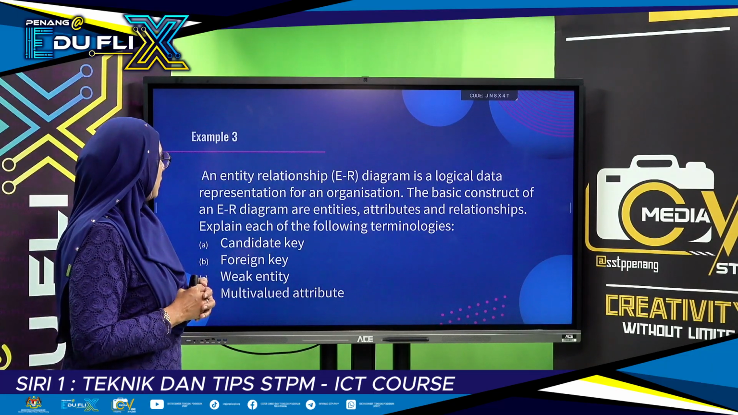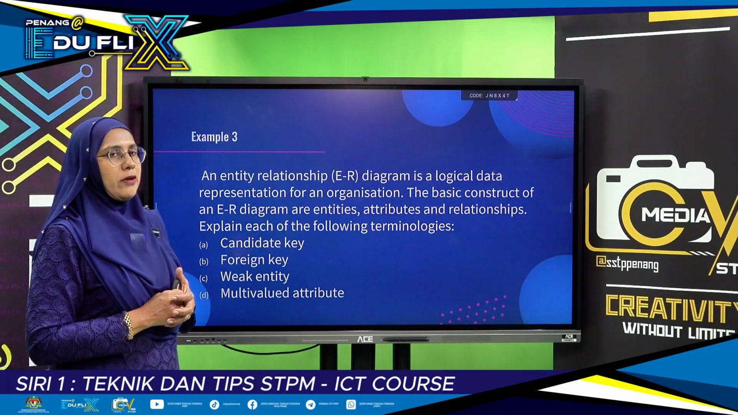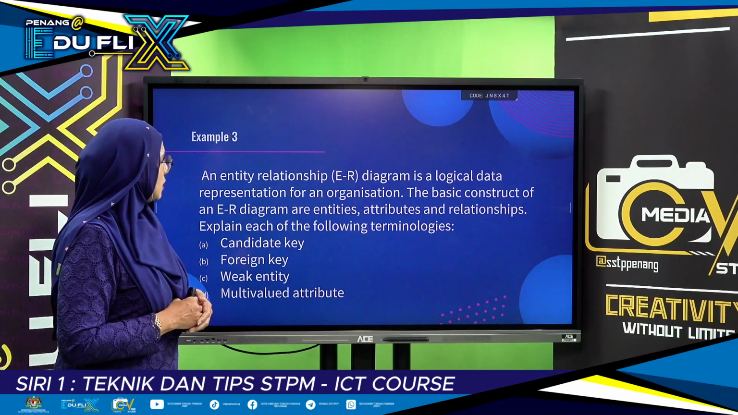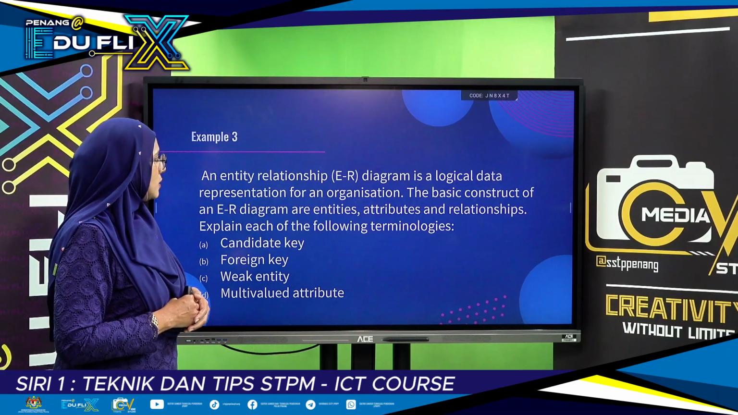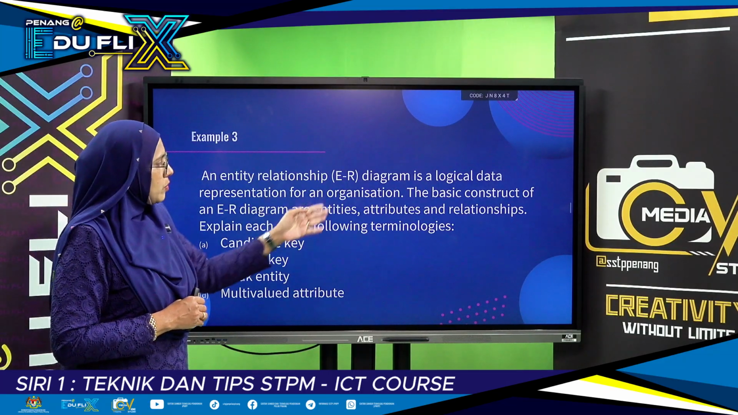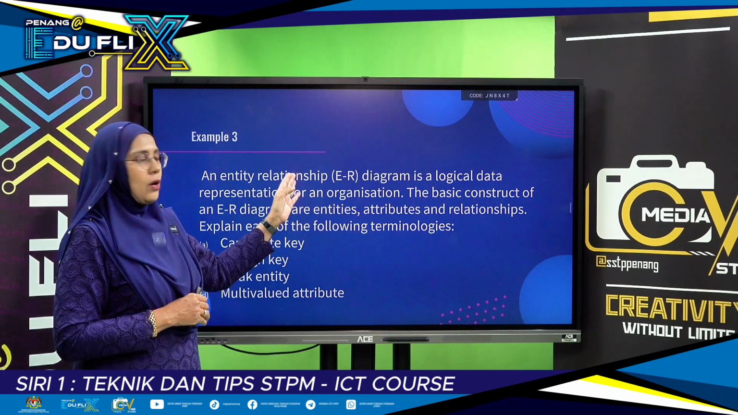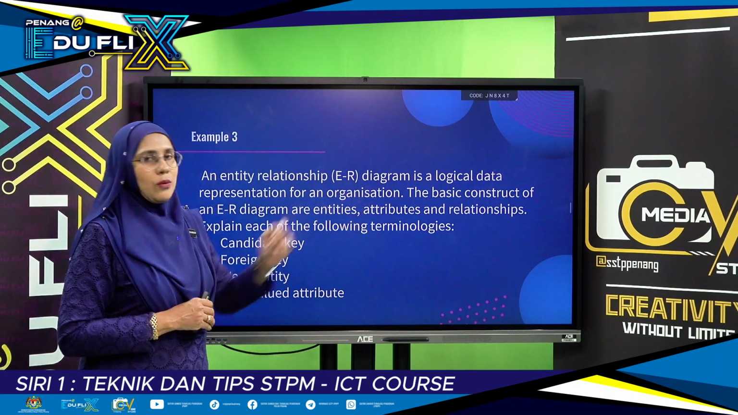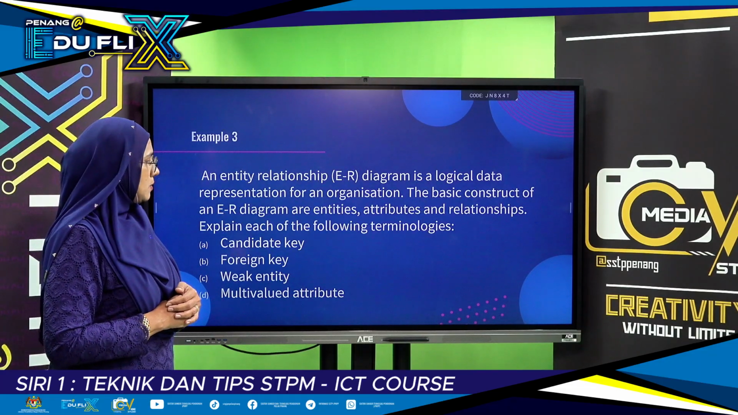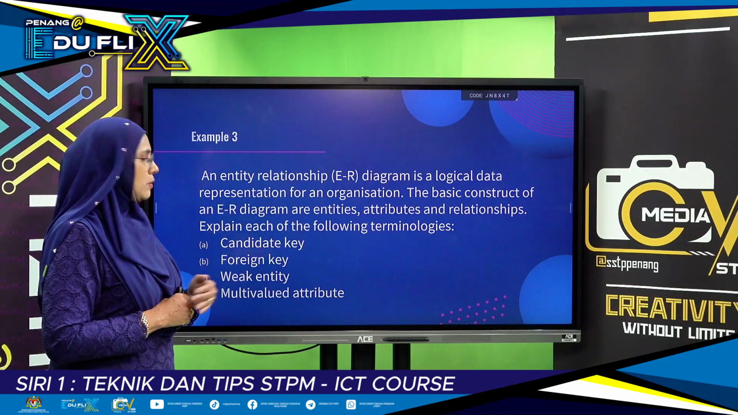Okay, next we look at example 3 for the ER diagram. Okay, this is also a most favorite question. An entity relationship diagram is a logical data representation for an organization. The basic constructs of an ER diagram are entities, attributes, and relationships. Okay, so you need to know the difference between what is an entity, what is an attribute, and what is a relationship. Okay, explain each of the following terminologies: candidate key, foreign key, weak entity, multiple attribute.